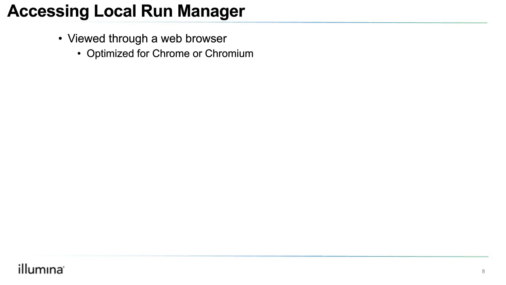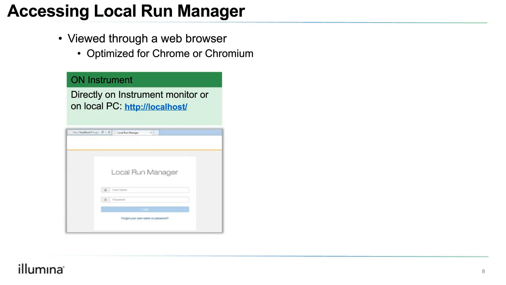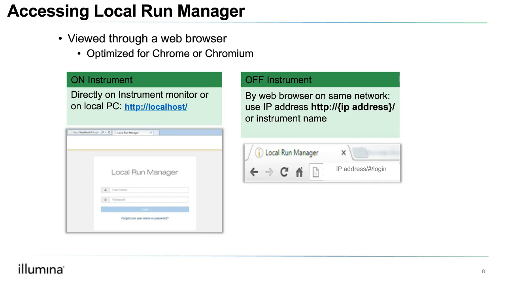All right, now how to access Local Run Manager. Similar concept to MiSeq Reporter, Local Run Manager uses the web browser interface, and is optimized for Chrome or Chromium. It can also work on Firefox, but it does not work properly on Internet Explorer, so just keep it in mind. To connect directly on the instrument or on a local PC, you can just go to localhost. Local Run Manager uses standard HTTP, so you don't need to use a separate port number like MiSeq Reporter. If the computer has the same network as the instrument, you can also remotely connect to Local Run Manager by using the IP address or computer name. So you can connect to Local Run Manager without installing Local Run Manager on your computer.